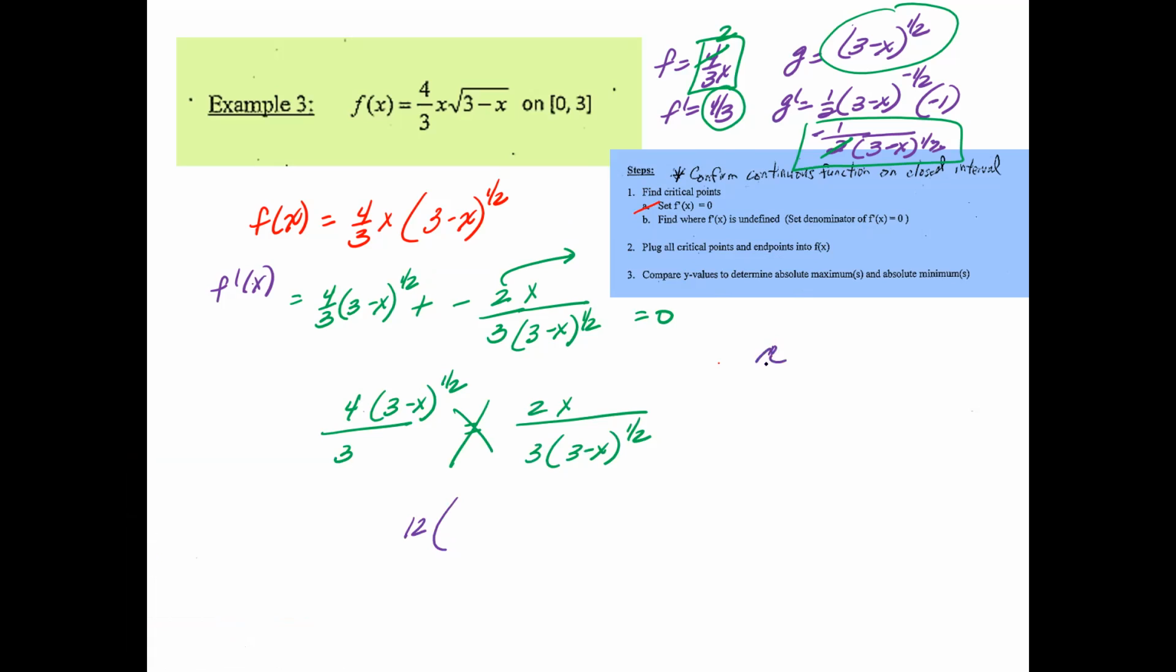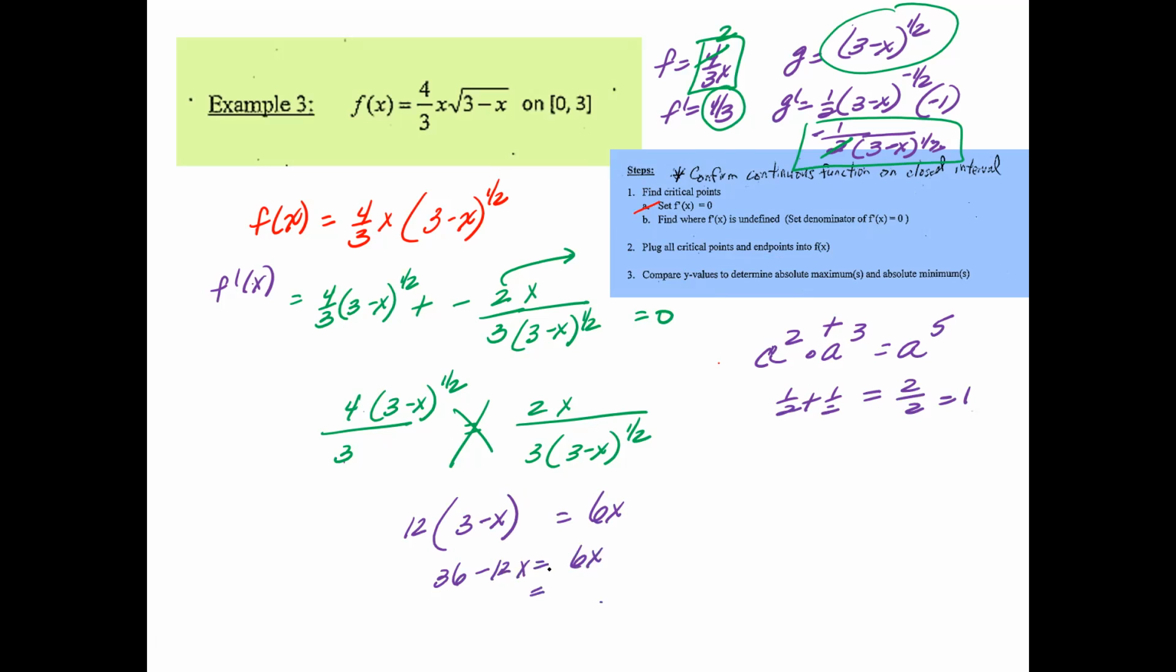Remember, if you have a to the second times a to the third, it's a to the fifth because you add them. So here you have 1/2 plus 1/2, which is a 2 over 2, so it's a 1 power. So just 3 minus x to the 1 power equals 3 times 2x, which is going to give you a 6x. Let's distribute this. 36 minus 12x equals 6x. Add the 12x on both sides. 18x equals 36, divided by 18, x equals 2. So that is your critical point.